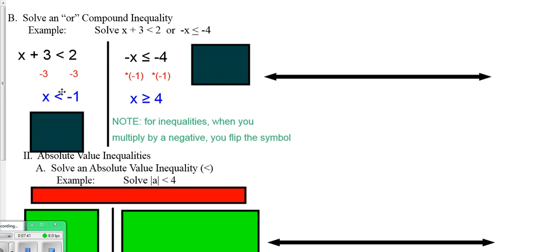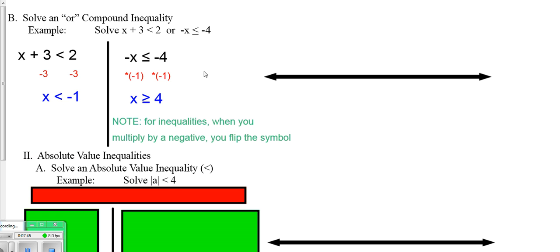So now, these two blue ones, I'm going to get rid of these boxes. These are the two inequalities we're working with. So we'll make our tick marks here. We've got a negative 1. We've got a positive 4.